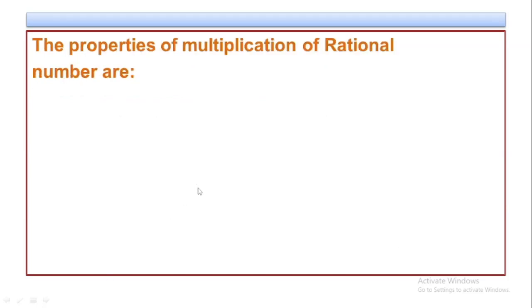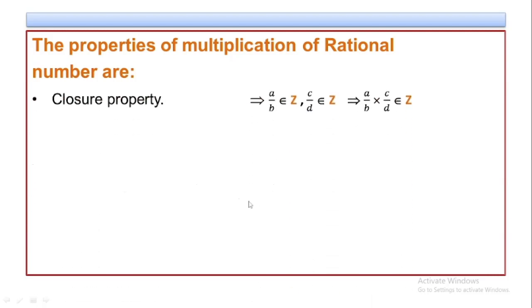The properties of multiplication of rational numbers. The first one is the closure property. If two factors are from the set of integers or from the set of rational numbers, their product is also from the set of integers or from the set of rational numbers. This property is said to be the closure property. The second one is the commutative property.